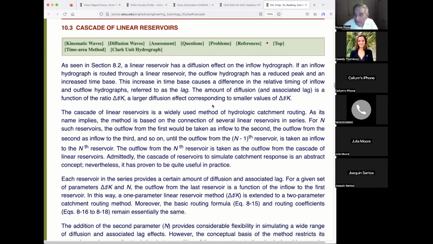First of all, the cascade of linear reservoirs, a little bit of the history of it. It was developed by a gentleman whose name I don't remember right now. Don Newton? Yeah, I think so. He was working with the Army Corps of Engineers in the Portland district back in the 40s and 50s.